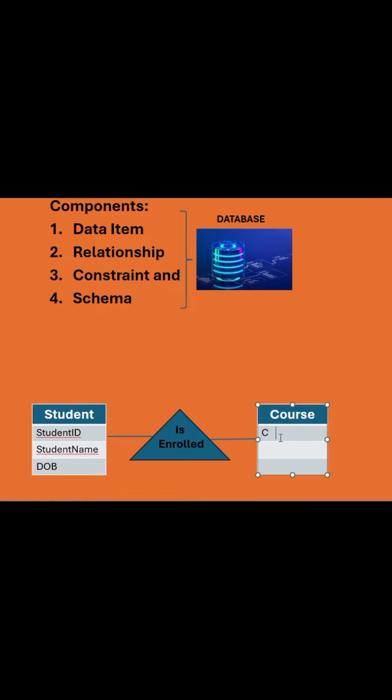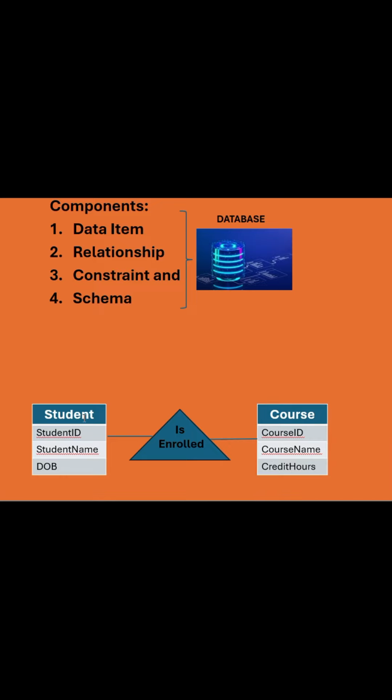Now, a course, we have the course ID, we have the course name, and then we also have the credit hours. Good. So what is the relationship between these two data items?